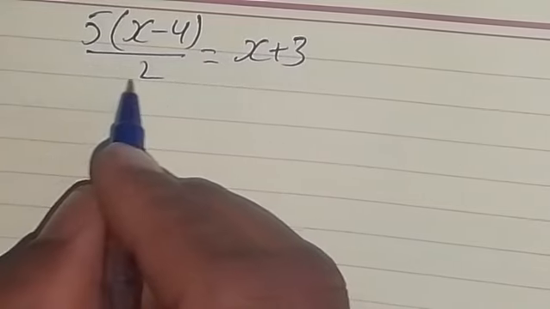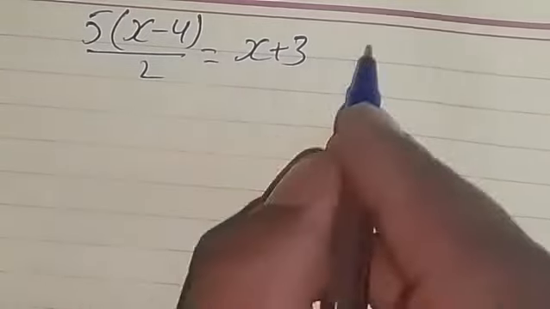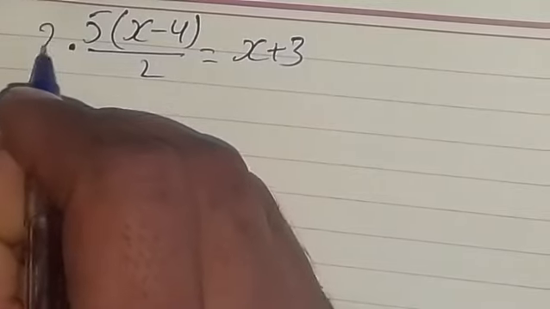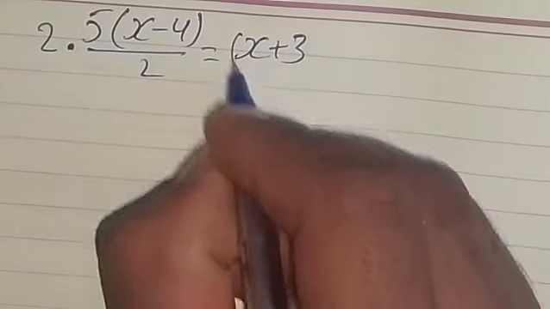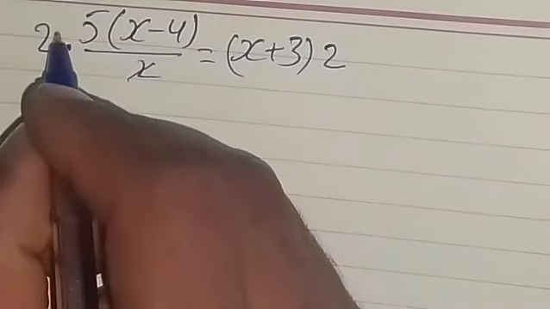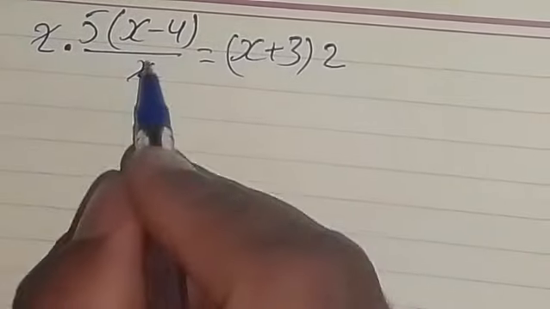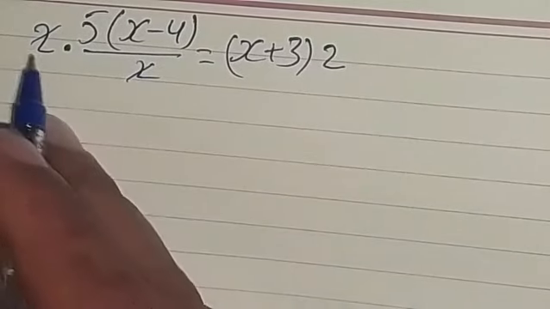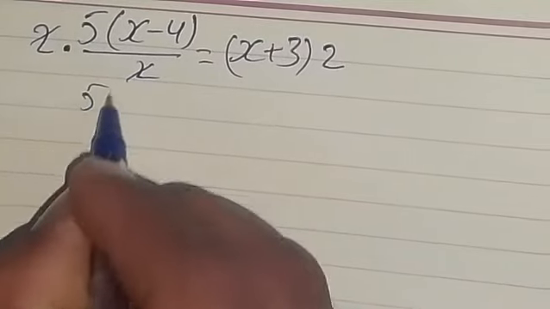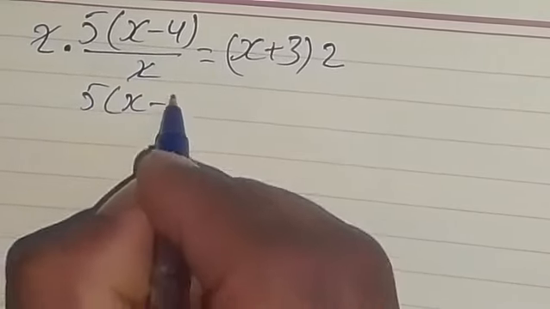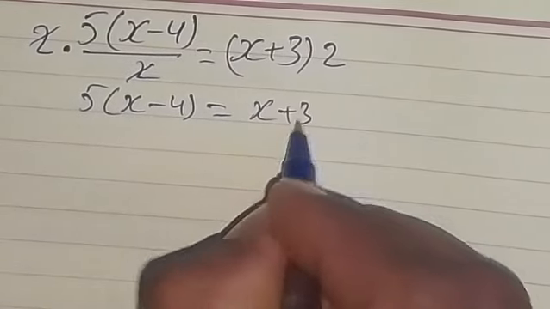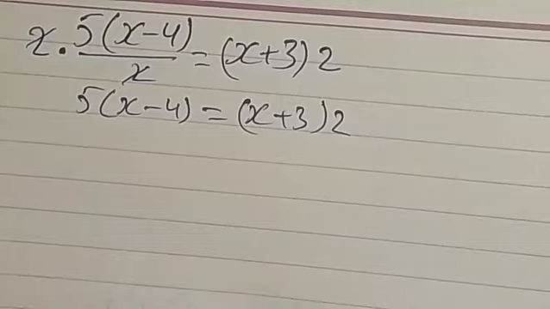To eliminate the denominator, we multiply both sides by 2. So this 2 cancels with the denominator, and that gives us 5(x - 4) = 2(x + 3).